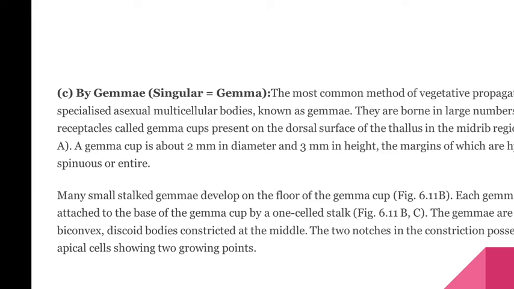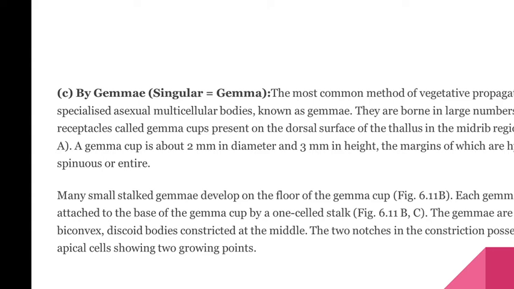The most common method of vegetative propagation is by specialized asexual multicellular bodies known as gemmae. They are born in large numbers in small receptacles called gemma cups, present on the dorsal surface of the thallus in the midrib region. A gemma cup is about 2 mm in diameter and 3 mm in height, the margins of which are hyaline, lobed, spinous or entire. Many small stalked gemmae develop on the floor of the gemma cup. Each gemma is vertically attached to the base of the gemma cup by a one-celled stalk.